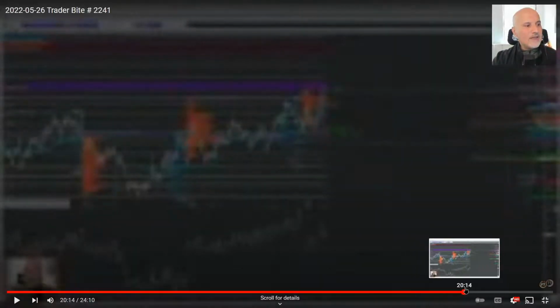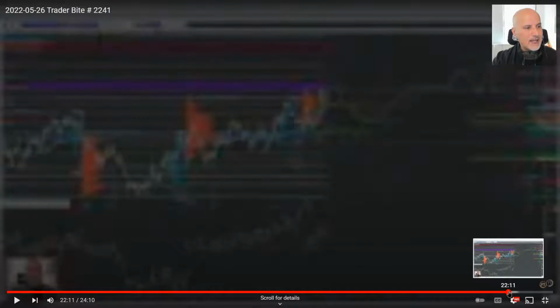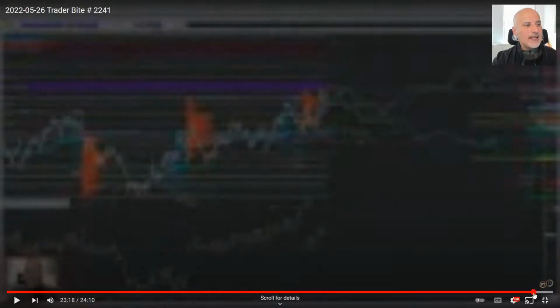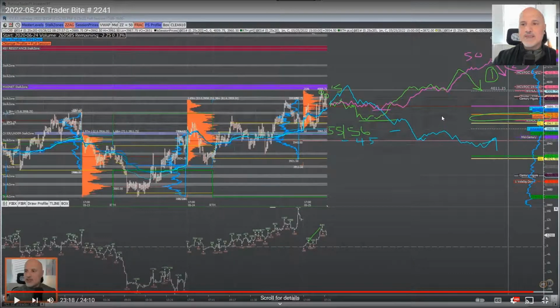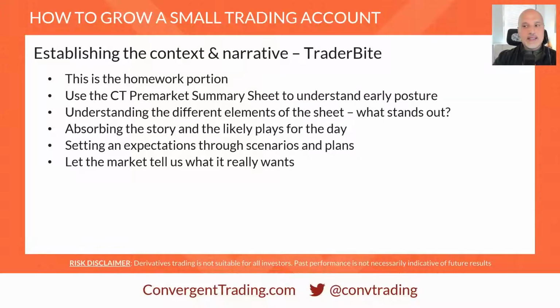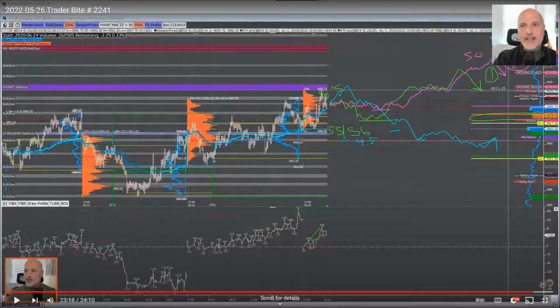And then all of that gets distilled into the expectations portion, which then highlights what the key plans are for today. So that brings us to the expectations and scenarios. On this table here, that brings us to the second to last bullet, setting expectations. Sorry, that's a misspelling there. Setting expectations through scenarios and plans. So before trading, we have to make sure that we've got some sort of an idea of what the market is likely to do.